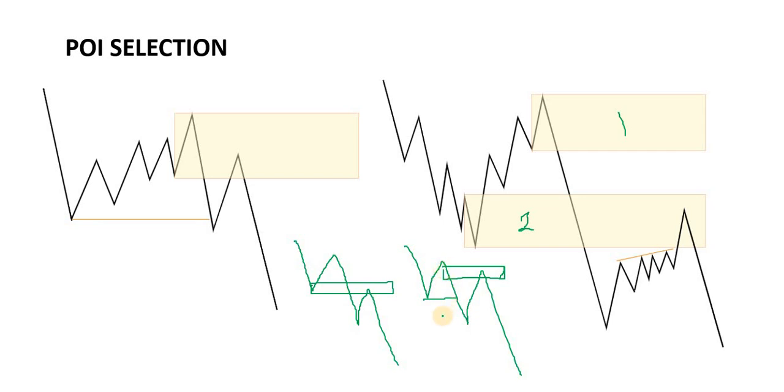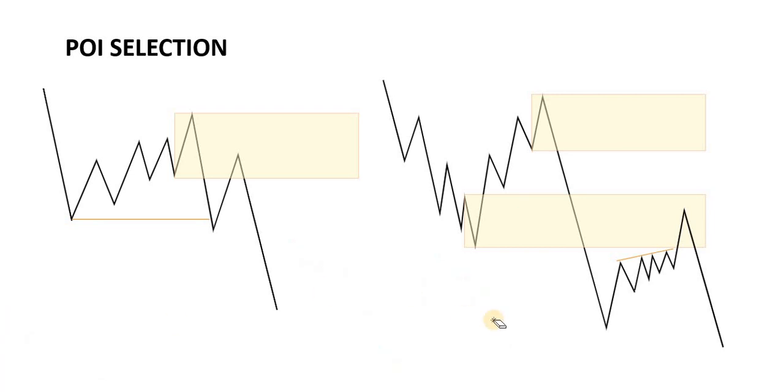So that is why this POI selection is very key. The primary point of interest and the secondary point of interest, they are very, very key.